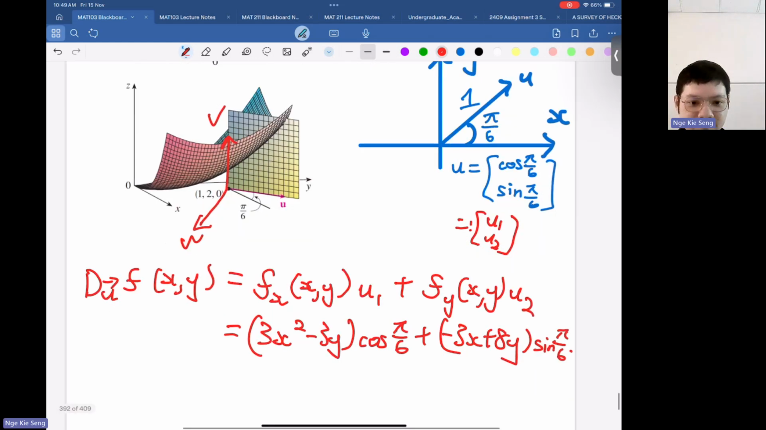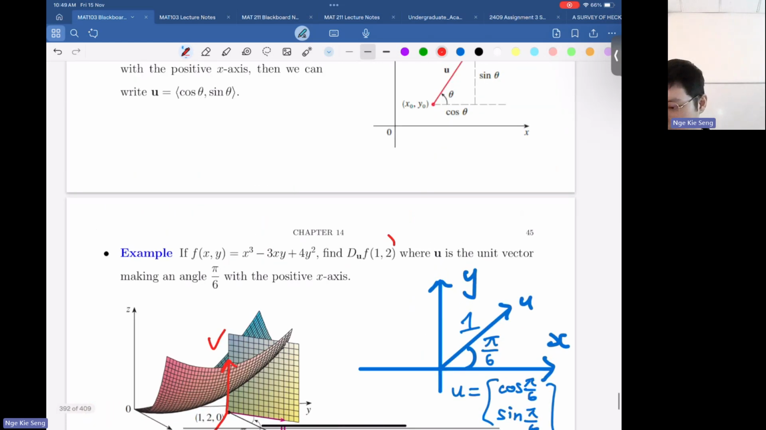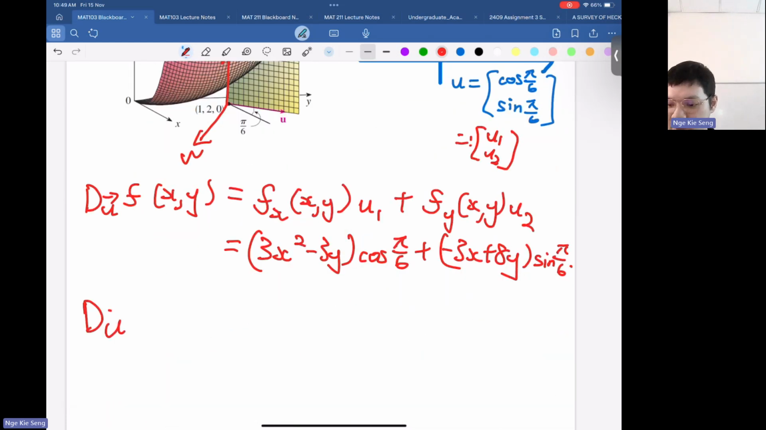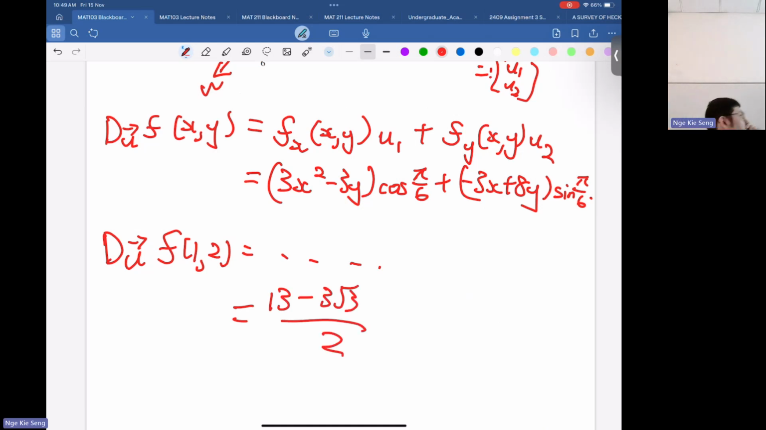Okay, right, this is this. So now you want to compute at which point? (1, 2). So we need to evaluate the expression at (1, 2). You just evaluate it, and you should get (13 minus 3 square root 3) over 2. Maybe we go a bit over time, and then we will spend the last hour on the exam. Let me go further a bit.